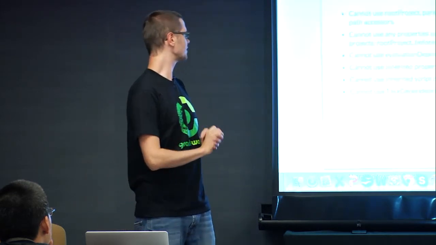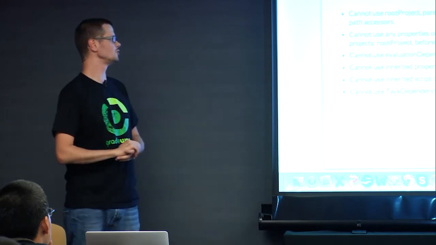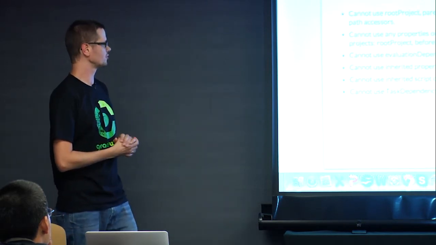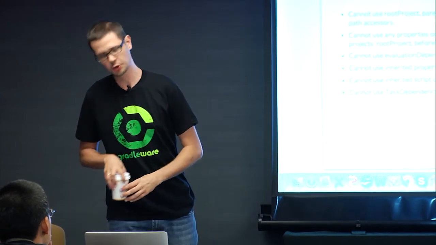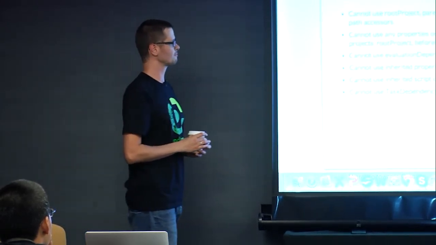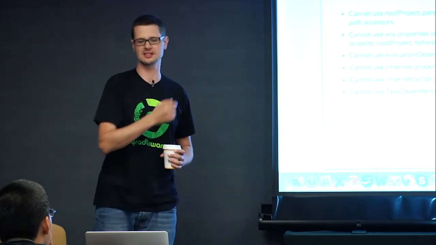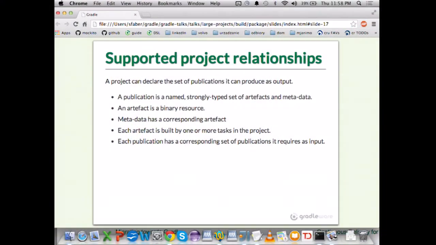I don't want to dive into an implementation plan for that, but just keep in mind that this is happening. Things that you can't do if you want to keep your projects decoupled: don't use root project, don't use parent project, don't use all projects. Obviously, there are good reasons these days to use those things, but we will offer solutions for the use cases that require using this API. So the supported project relationships, what I'm talking about now, is the future. Those are the model changes. This is not what's currently in the code base in Gradle master. Basically, projects will declare publications, and those publications can be consumed by other projects.